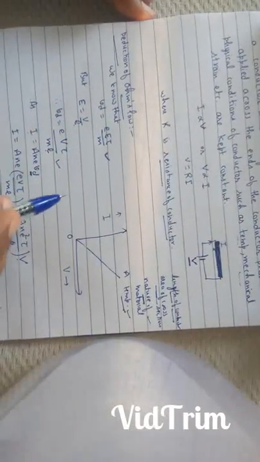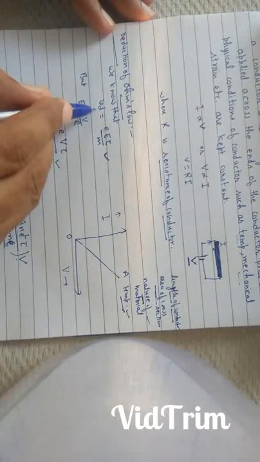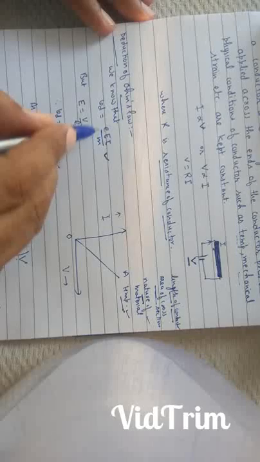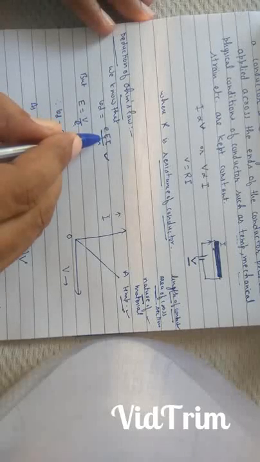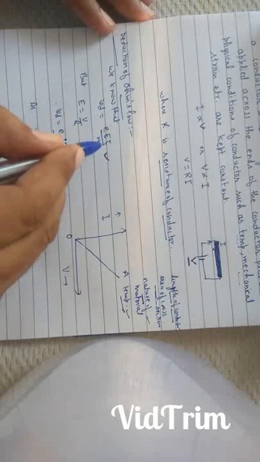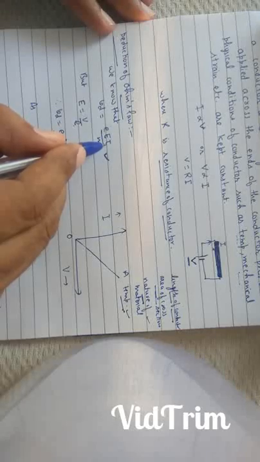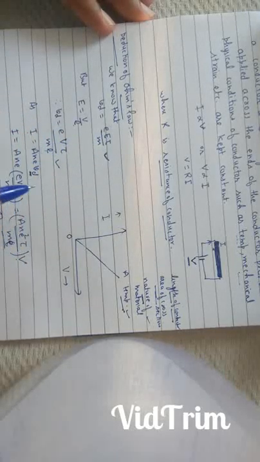Deduction of Ohm's law. We know that drift velocity of electrons is eE tau upon m. e is the charge on the electron. E is the electric field across the conductor. Tau is the average relaxation time. m is the mass of the electron.